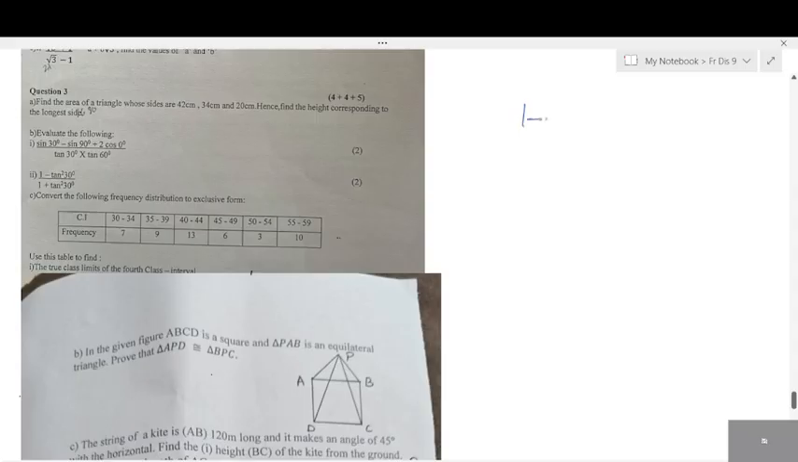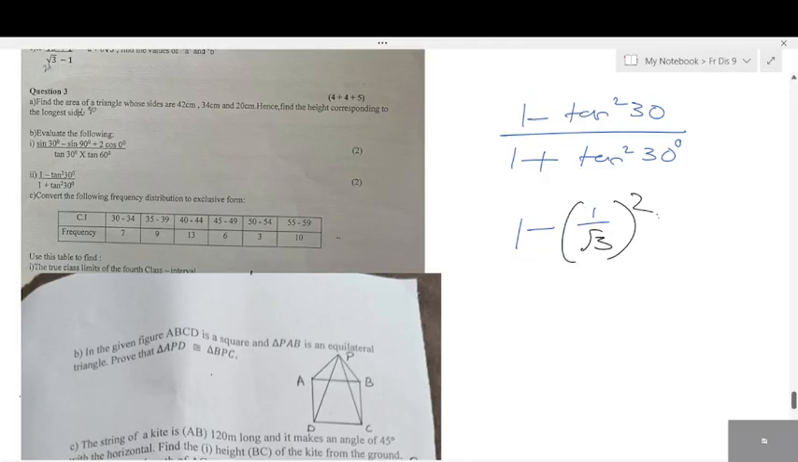Okay, those who know trigonometry, can you all answer this? Tan square 30 is given. Do you all remember the tan square 30 formula? Those who know the trigonometry table, what is the tan value, students? See, tan 30 is 1 by root 3. What is tan 30? 1 by root 3 whole square divided by 1 plus 1 by root 3 whole square.